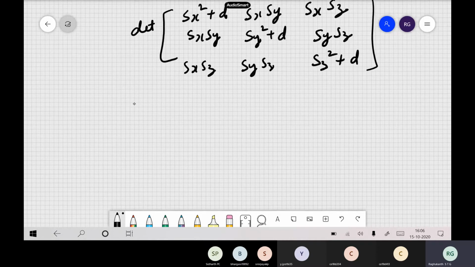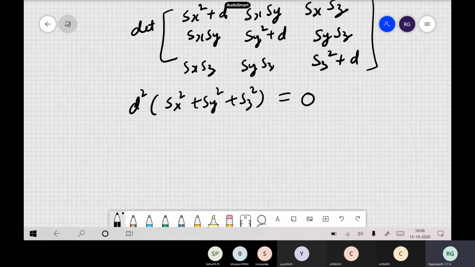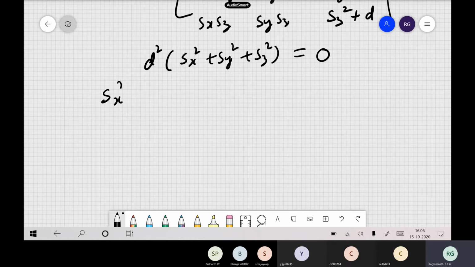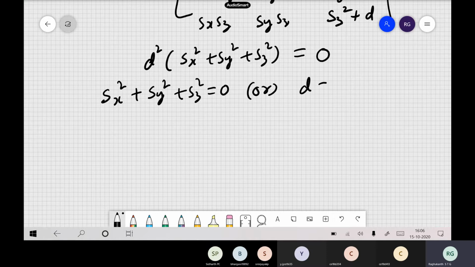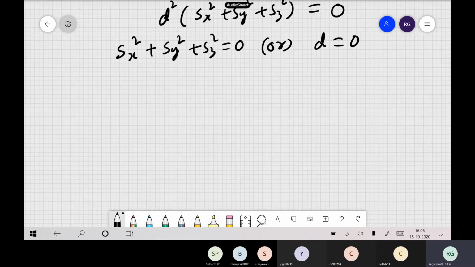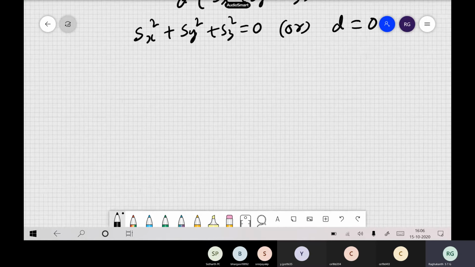So finally the matrix determinant becomes d square times (sx square plus sy square plus sz square) and this is equal to 0. So there will be two roots: one will be sx square plus sy square plus sz square is equal to 0, or d is equal to 0 itself. So finally we get our dispersion equations. You substitute all those sx, sy, sz, and the d term, and you will get it. You followed it? So finally the dispersion relations will be like this.